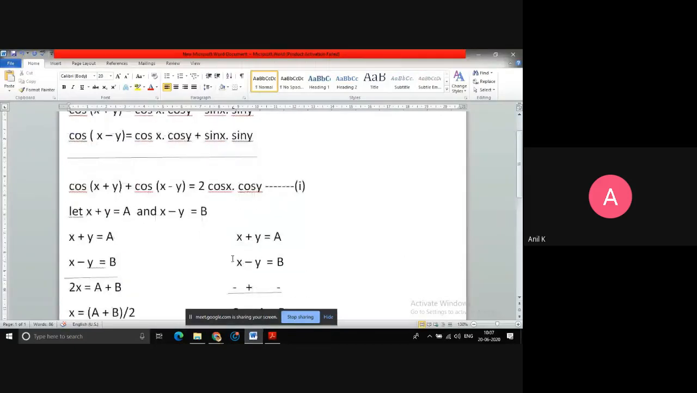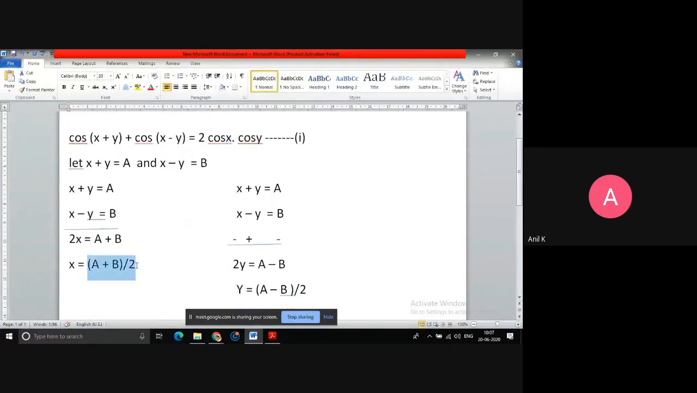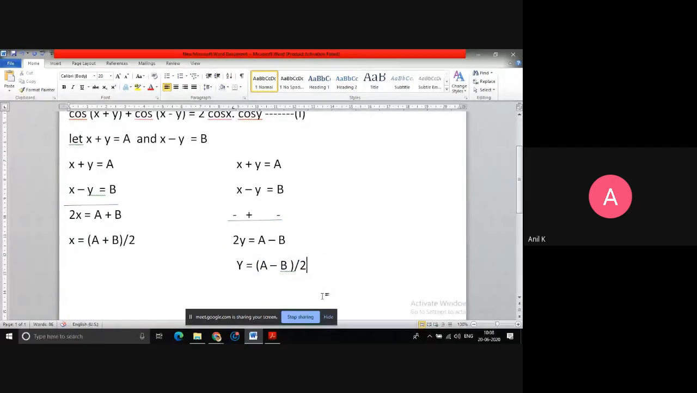Okay, now what you do is, you substitute x plus y value as a here. In place of x plus y, you substitute a. In place of x minus y, you substitute b. And in place of x, you take (a plus b) by 2. And in place of y, you substitute (a minus b) by 2. So everything will be replaced in equation 1.